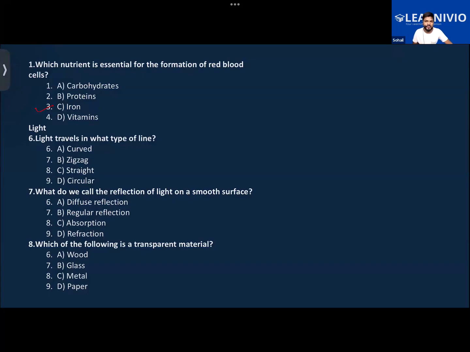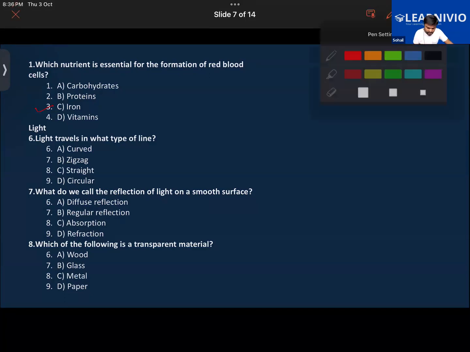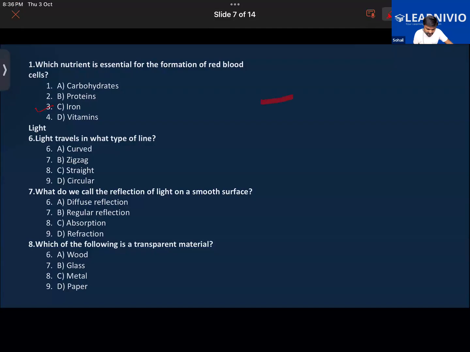You know, in our blood, different components are present. हमारे blood में different cells पाए जाते हैं, different components पाए जाते हैं, right? Like red blood cell is found in our blood. White blood cells पाए जाते हैं, platelets. So many things are found in the blood. Now we know कि blood has got different functions to perform. Blood को different functions perform करना होता है.